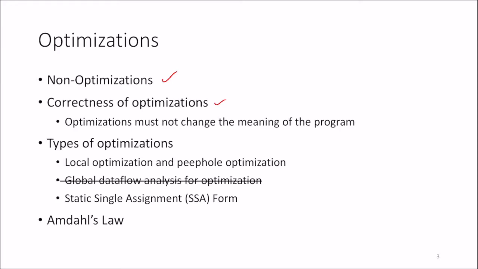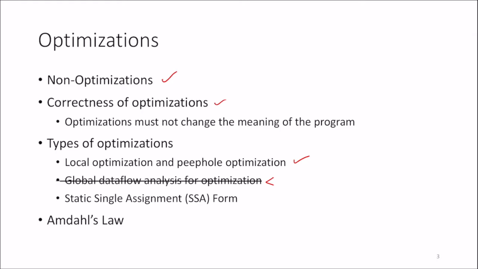You'll find that aggressive optimizers often do change the meaning of the program and sometimes introduce crashes when none existed in the non-optimized version. We want to avoid that as much as possible. There are different types of optimization, so we'll cover local optimization and so-called peephole optimization, where you look at a small portion of the code to do optimization.